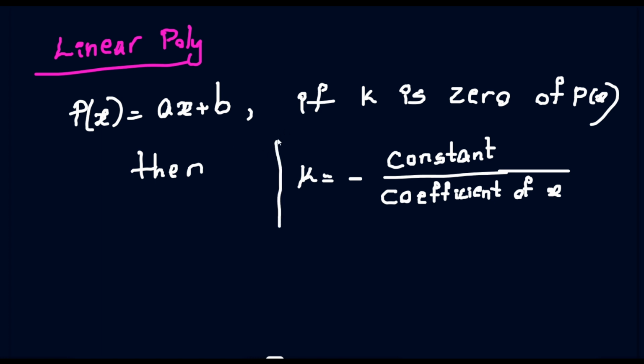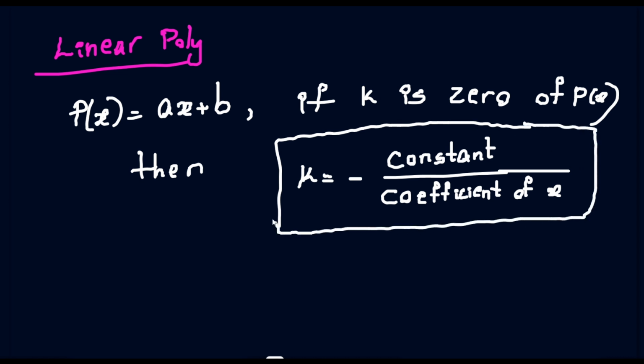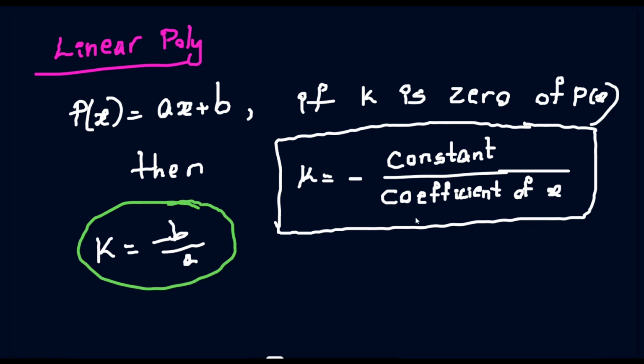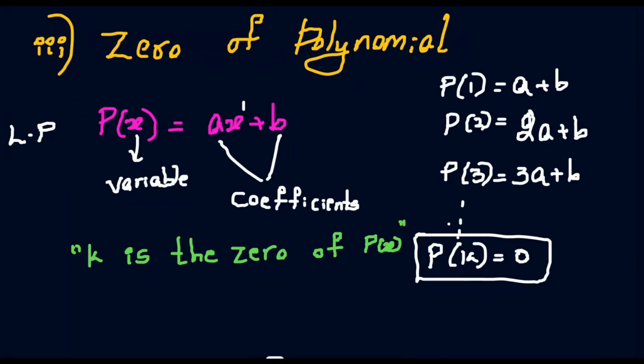So this is the formula. Instead of writing all these big sentences, let us clearly write it: k is equal to minus b by a. It is a very simple formula to use. Do you want to check whether it is true or false? What did I say? If a polynomial is in the form of ax plus b, that means a linear polynomial, and they are saying k is a 0 of the polynomial, then we can write the k value as minus b by a, right? This is what I said.